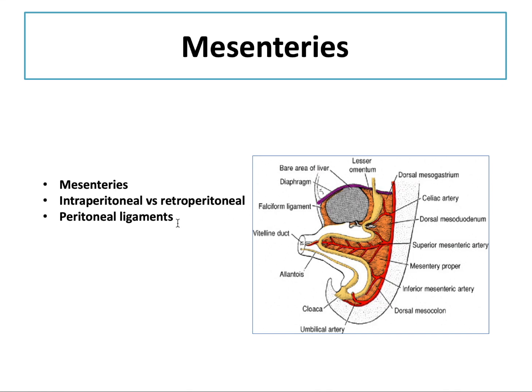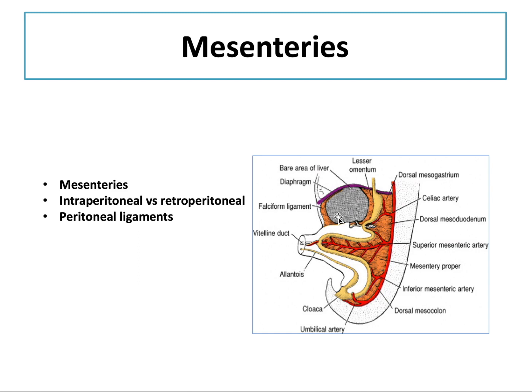Peritoneal ligaments, on the other hand, are part of the mesentery that usually extend between 2 organs or between an organ and a body wall. Both mesenteries and the ligaments of the mesenteries serve as a pathway for blood vessels, innervation, and lymphatic vessels passing from the organs to either the dorsal or the ventral body wall.